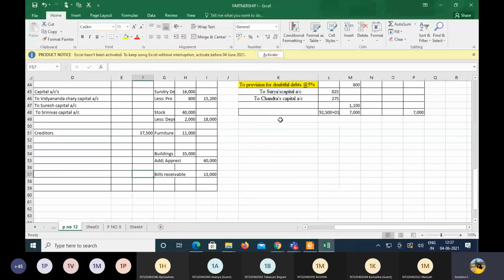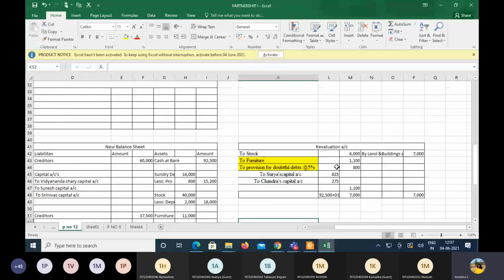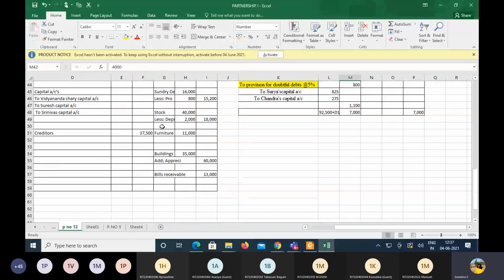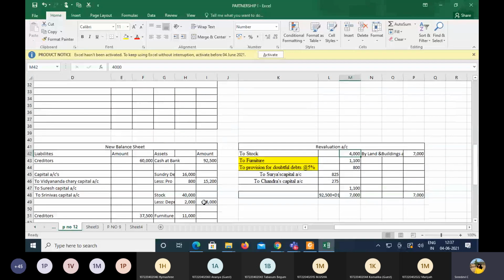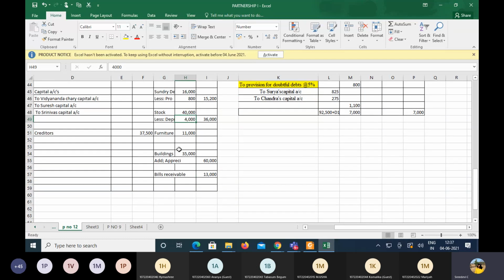Now have a look into the revaluation. Whatever is being debited, we are going to reduce it from the concerned asset. There was a reduction towards the stock, so we need to minus 4,000 from here. Therefore, the balance of the asset is going to be 36,000. There is also a reduction from the furniture, that is, less depreciation to the extent of 1,100. If you minus 1,100 from this, the balance of the asset here is 9,900.